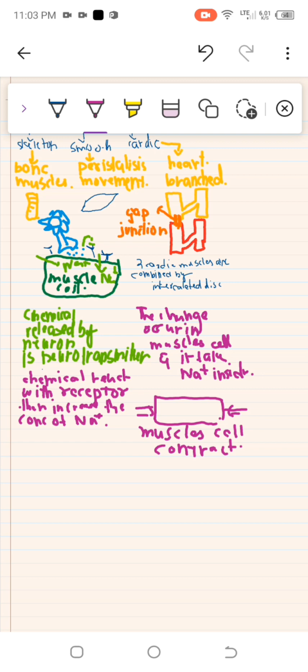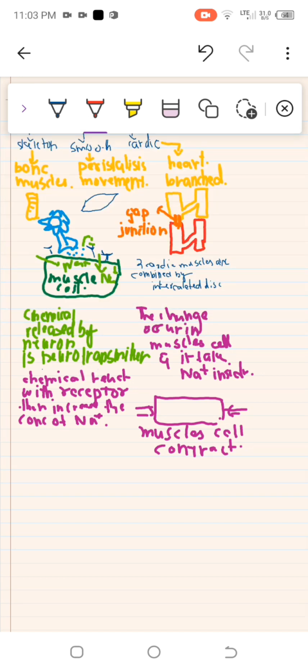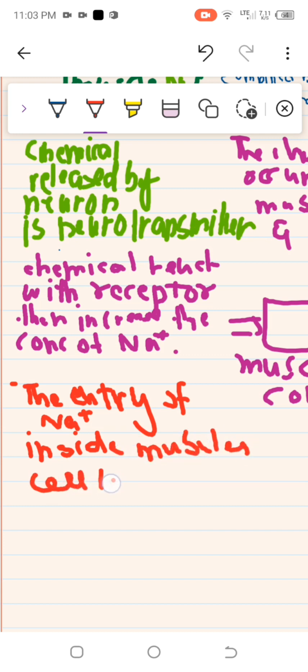I hope that it is clear to you guys. Now here we are going to discuss one most important term. Here we have the entry of Na into the muscle cell. You can see the Na is coming inside the muscle cell. So the entry of sodium, Na, inside the muscle cell is known as depolarization.